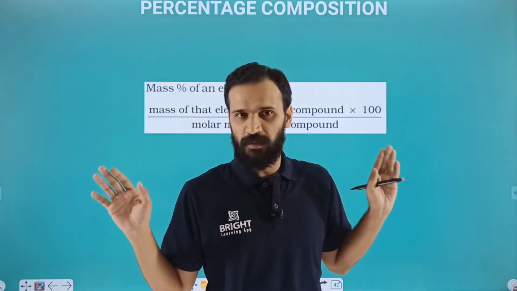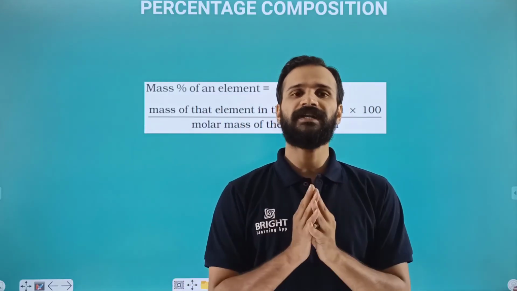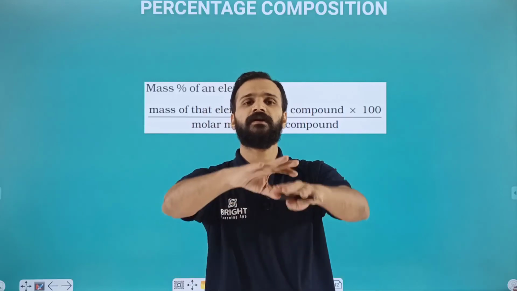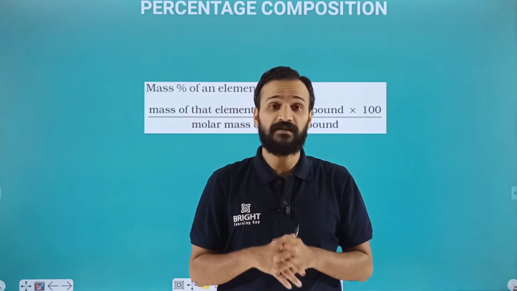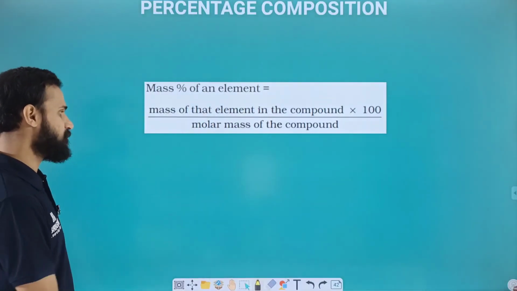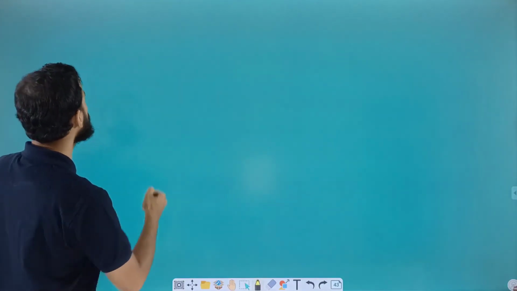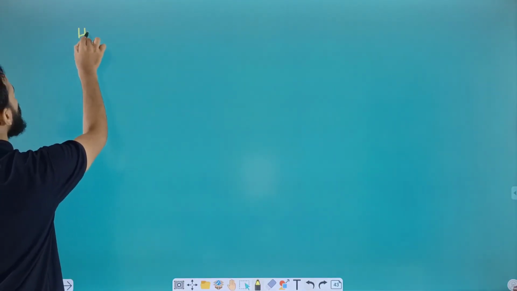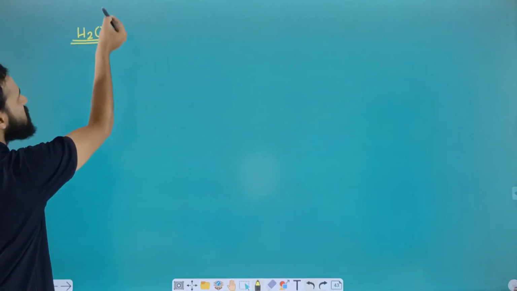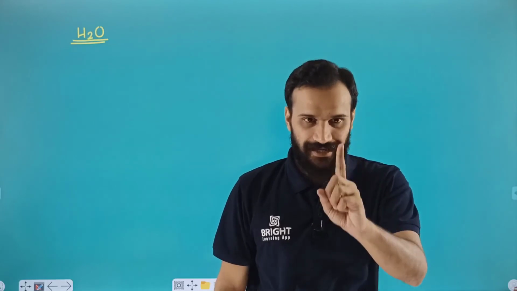Dear students, mass percentage is an important question. We can expect two more questions from this area. That is the percentage of one element in that total compound. Suppose we are taking a water molecule, H2O. You know, this is a compound. This compound contains two components. One is the hydrogen atom and the second one is the oxygen atom.